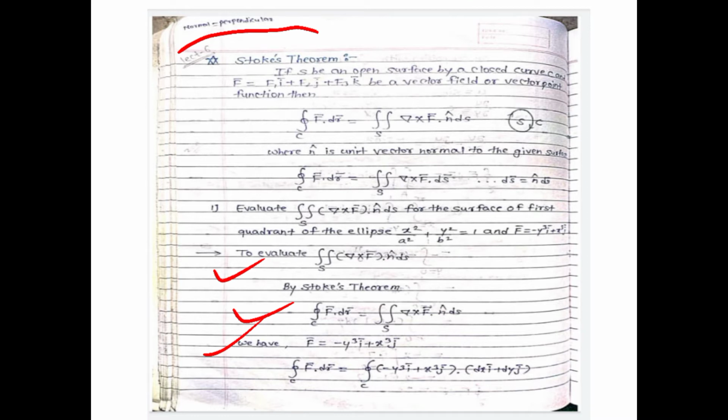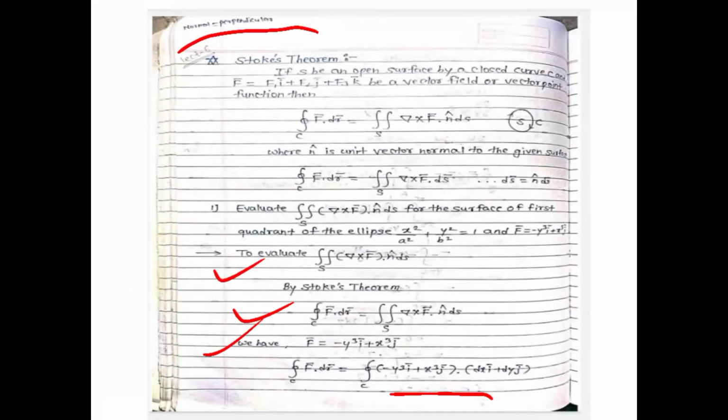So F bar, the value of F bar is equal to minus y cube i bar plus x cube j bar, dot the value of dr bar. We know that dr bar is dx i bar plus dy j bar plus dz k bar, but here we have terms of i bar and j bar only, so we can modify it to dx i bar plus dy j bar. No need of taking dz k bar.